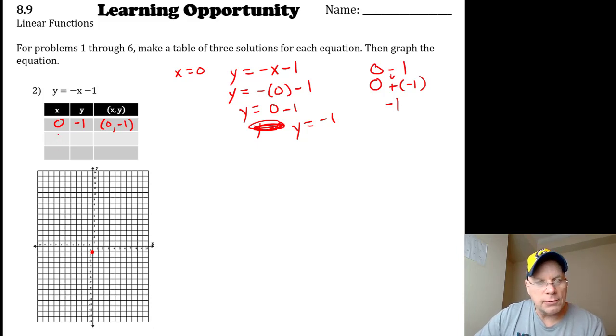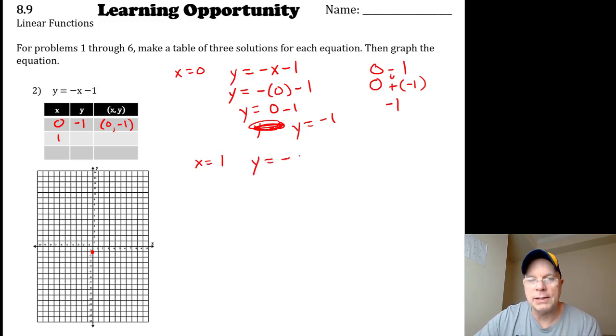If I input a value of positive 1, if x equals positive 1, I write my equation, y equals negative x minus 1. I'm just literally going to take that variable x and replace it with a positive 1. So the opposite of x, the opposite of positive 1, is negative 1, right? So when I substitute positive 1, I get negative 1, and then I just write the rest of the equation, minus 1.